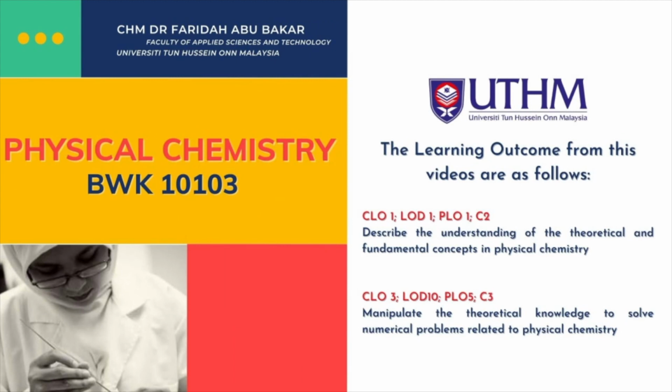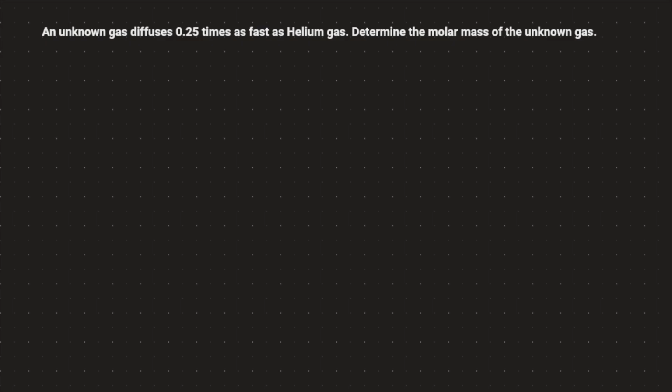In this week's video, we shall discuss questions that cover chapter 6. Altogether we have 8 different questions, and let's start with the first one. Question number 1. An unknown gas diffuses 0.25 times as fast as helium gas. Determine the molar mass of the unknown gas.